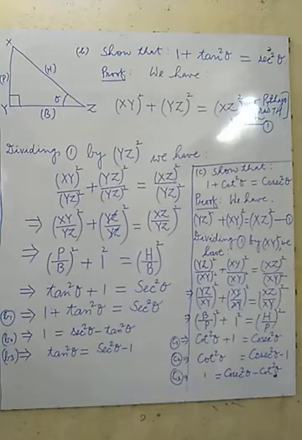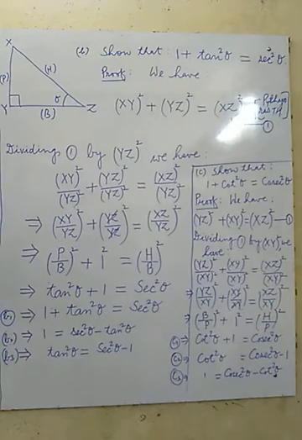Students, earlier we have proved that sin square theta plus cos square theta is equal to 1. Now the next identity is 1 plus tan square theta equals sec square theta. How can we prove it? Just like the previous one, we have to apply the Pythagoras theorem again, and the same equation number 1 is applied in finding out and setting up the relation.